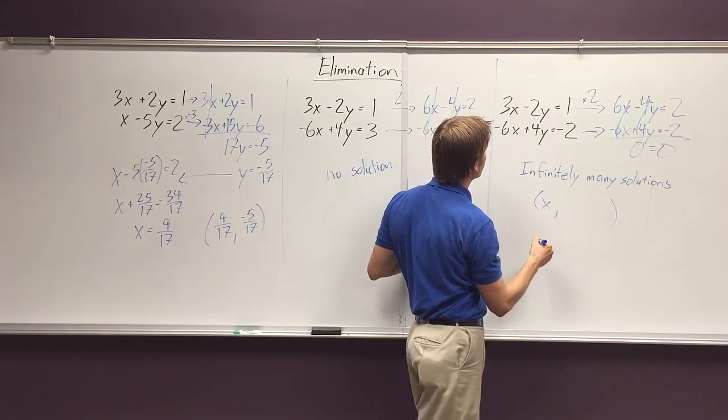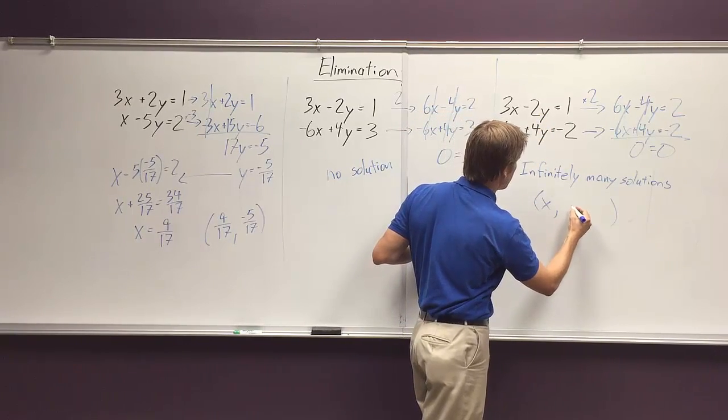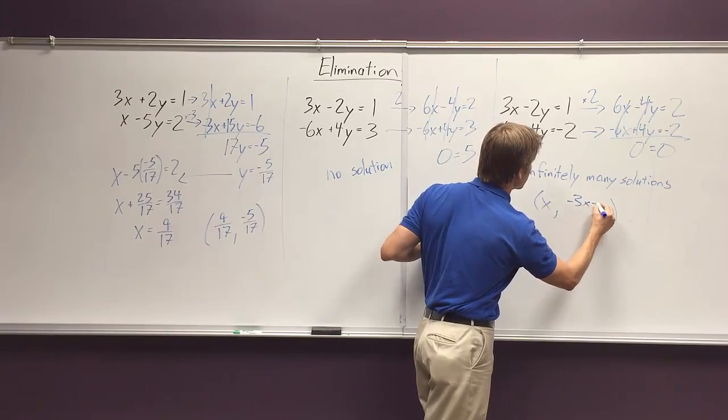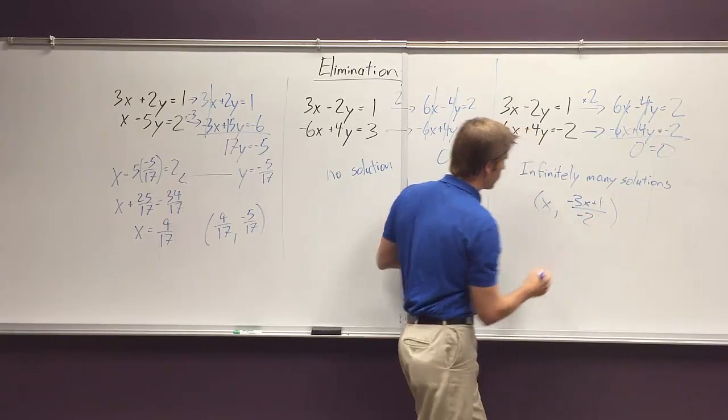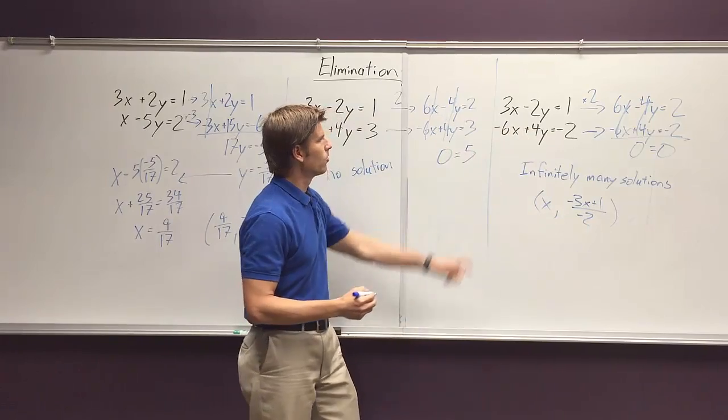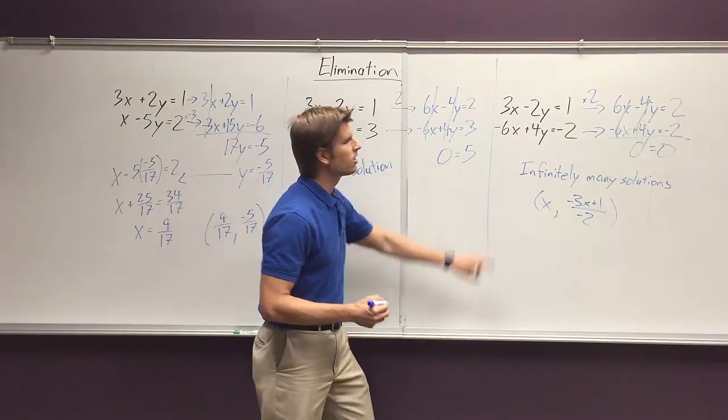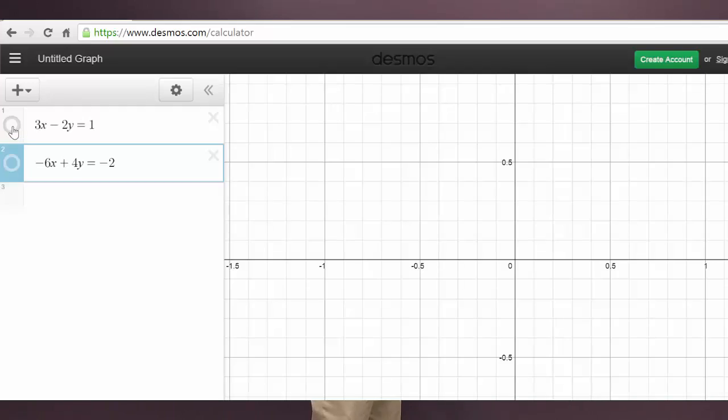So solving that for y, I suppose I get -3x plus 1 over -2. Anything of that form will solve both those equations. Look at the graph of these two equations and see why that is.